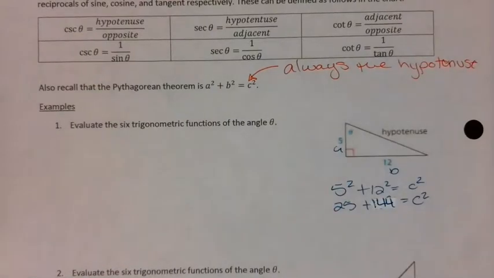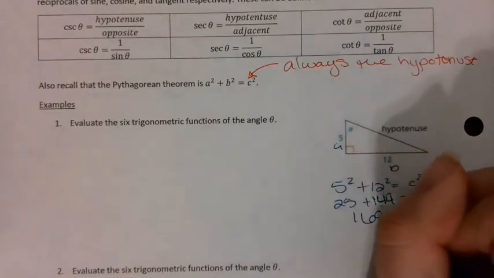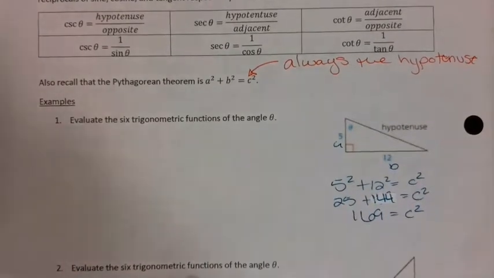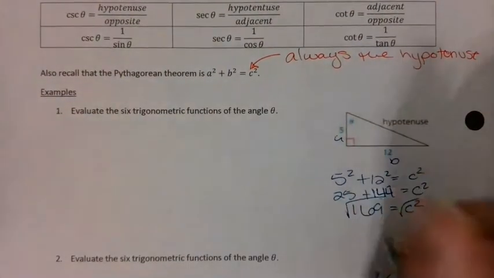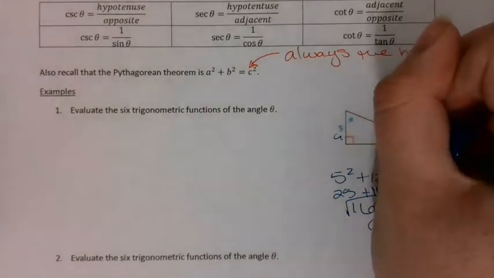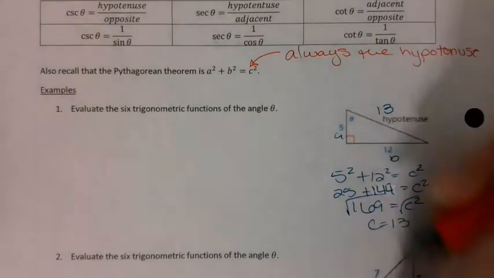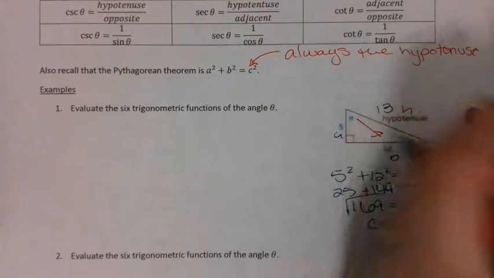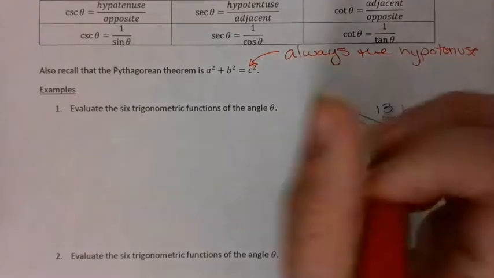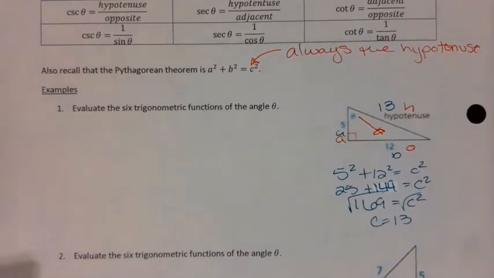Equals c squared. Okay, so what I want to do here is add 25 plus 144, which is 169. Then I take the square root of both sides, and I get c equals 13. Okay, now I'm going to label my triangle according to adjacent, hypotenuse, and opposite. The hypotenuse is always the longest side. Opposite is the one that doesn't touch the angle. So this would be my O, and this would be my adjacent. Then I'm going to fill out my 6 trig functions.